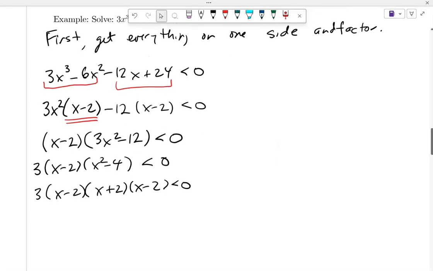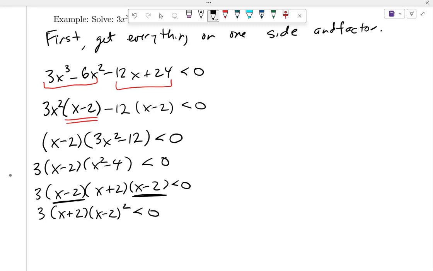Now we have everything factored. I'm going to clean it up a little bit. Since I have an x minus 2 here and an x minus 2 here, I can write it as x minus 2 squared. Again, first step is to factor. Are we okay with the factoring? Okay? Wasn't too bad. All right. That's first. I've got to get everything on one side and factor.